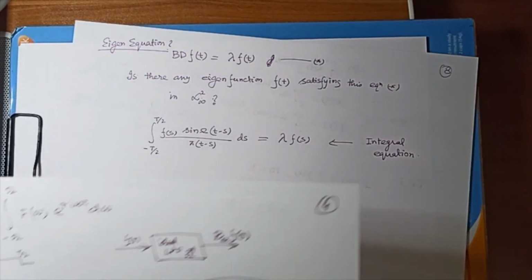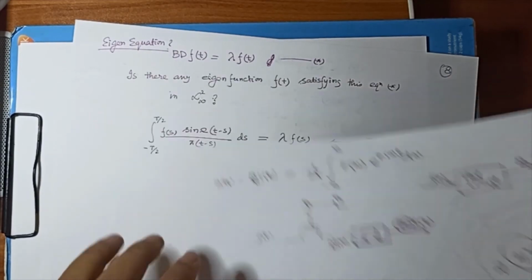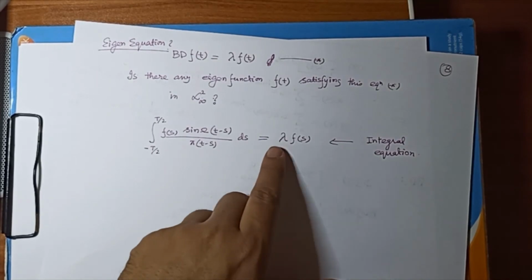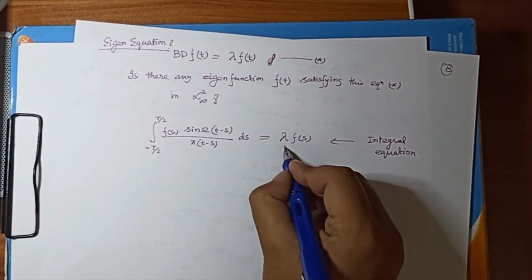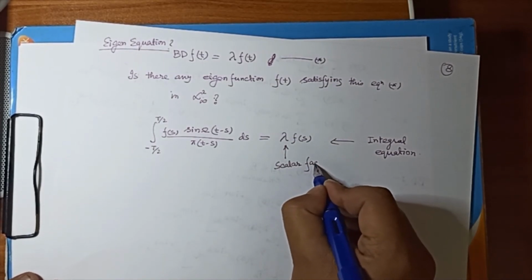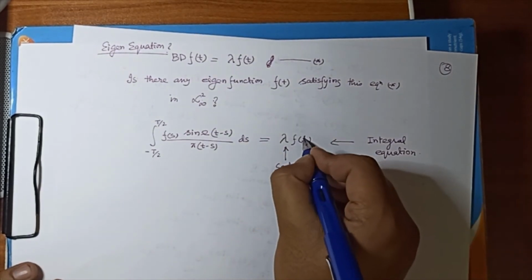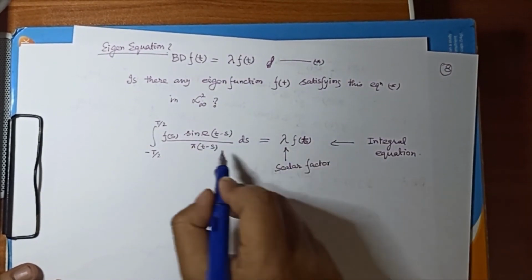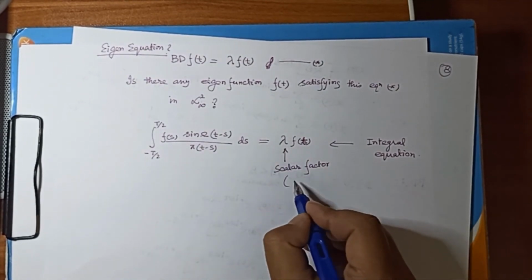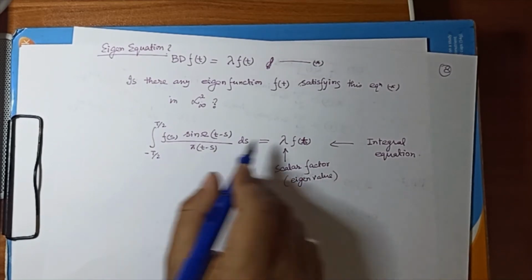But I am asking you the question: if you pass some signal through this particular setup, which is this expression, will you get the same function with a scalar multiplying factor? This is a scalar factor. It can be a complex number, but it does not depend on t. Sorry, t. You are running over s. So this is the eigenvalue. So is there any solution for this integral equation?